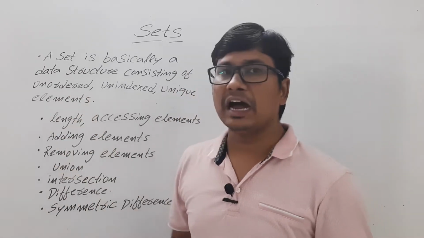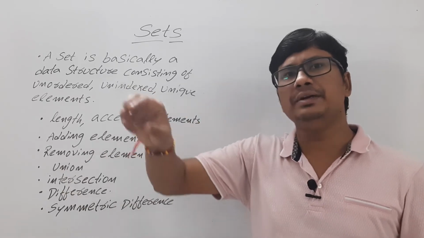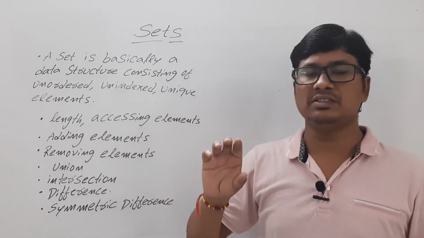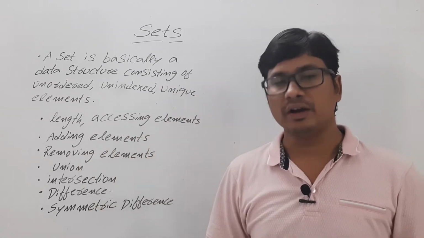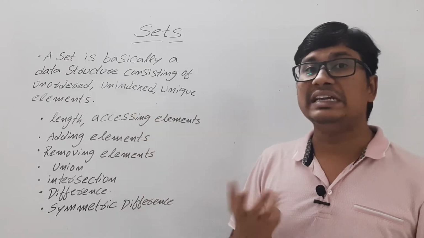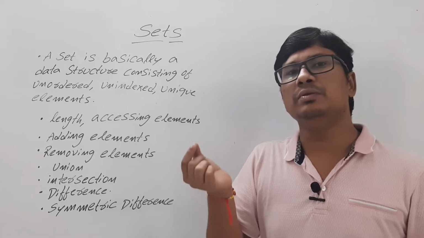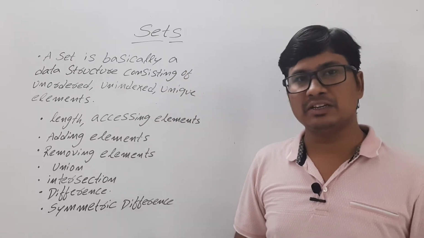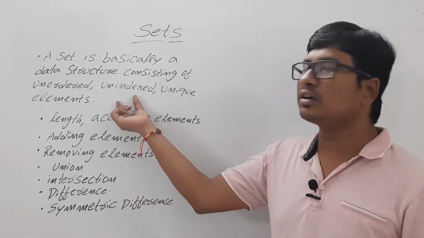Now, what is meant by unordered? We do not have a proper order. If you print the elements in the set, one time you will get them in one sequence, another time you will get them in another sequence. They do not have a proper order and they do not have the index. When we discussed an array, all the elements will be stored from index 0 to index n minus 1. Am I right? When it comes to sets, we do not have the index.